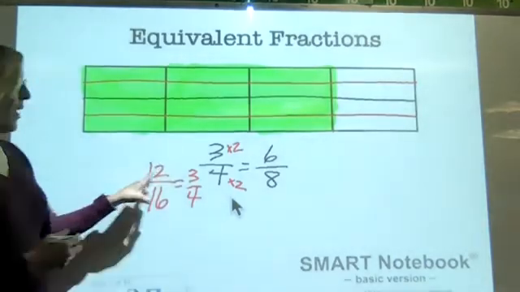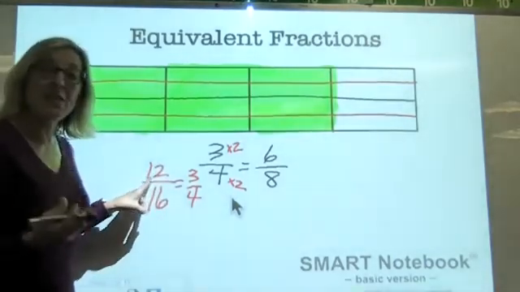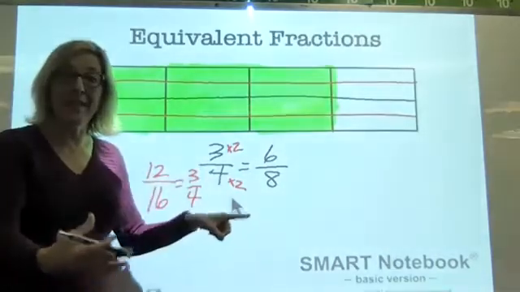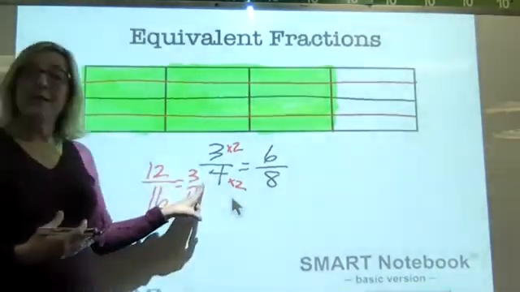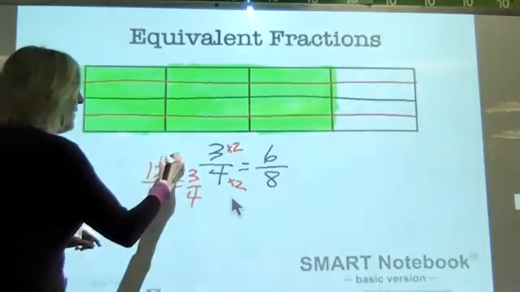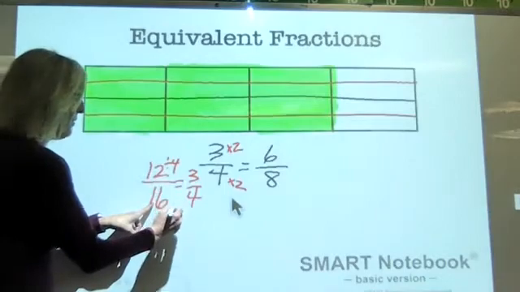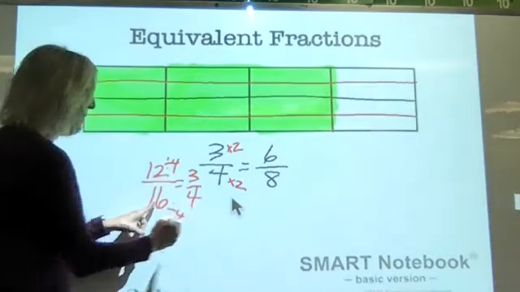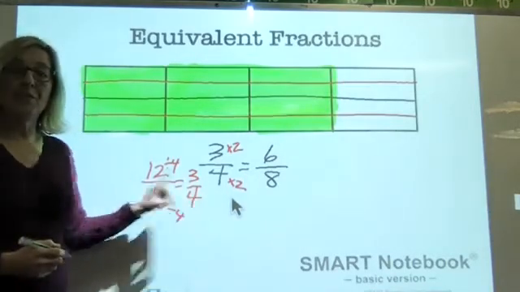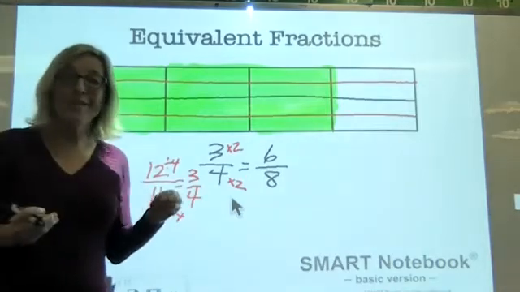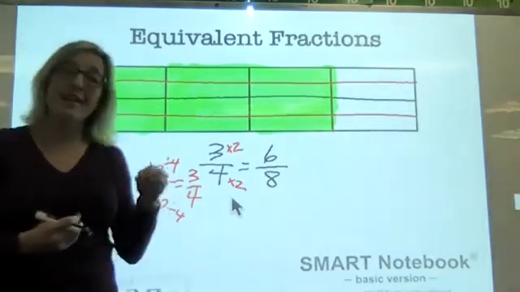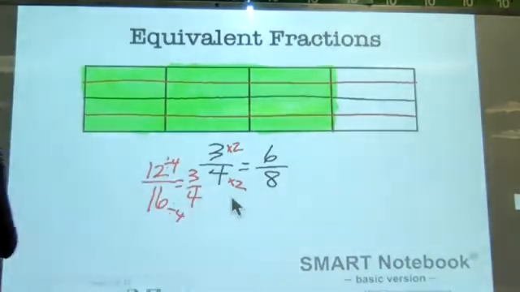Now, we want to again look at the relationship between the numerators and the denominators. How does 12 relate to 3? Well, you could divide it by 4 to get to 3. The same thing holds true now with 16 divided by 4 gives you 4. So we can use multiplication or division to help us find equivalent fractions.